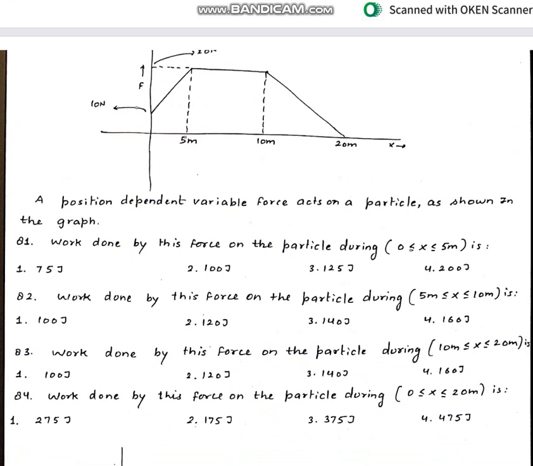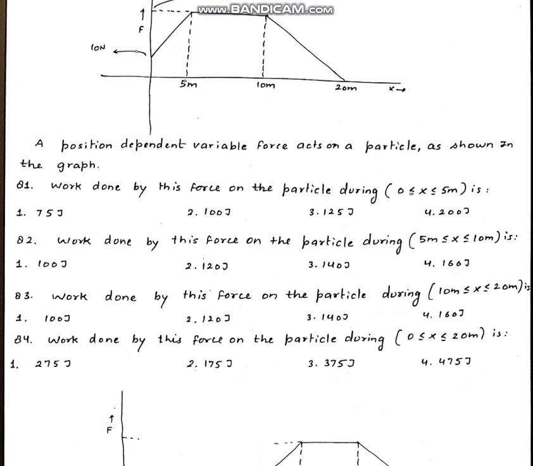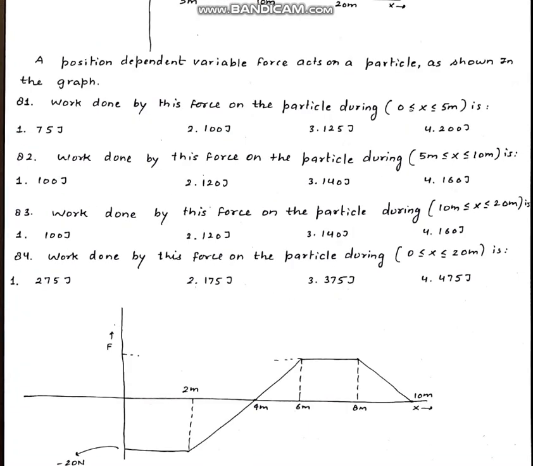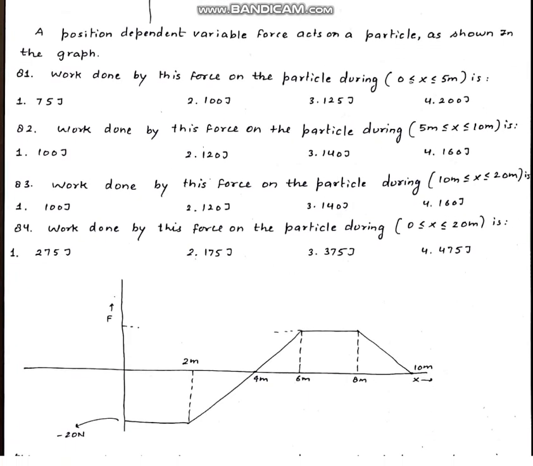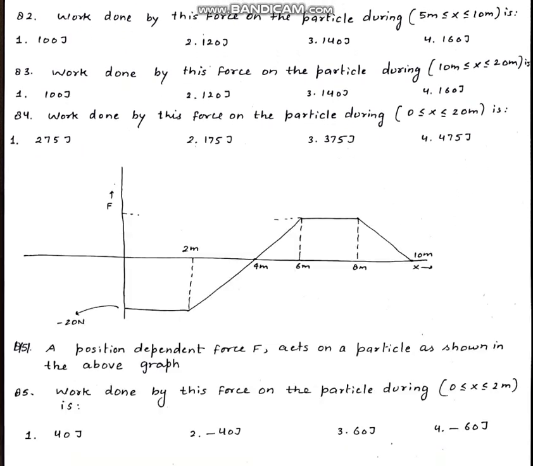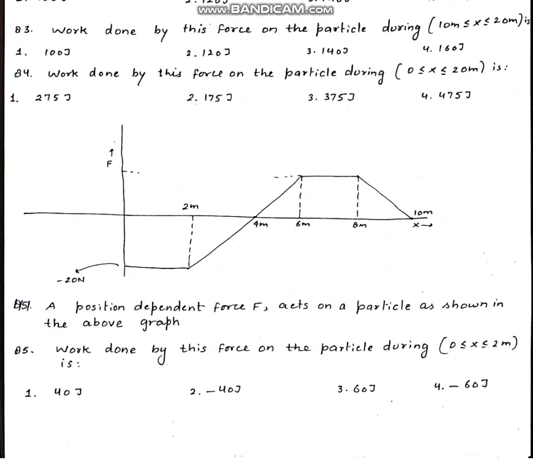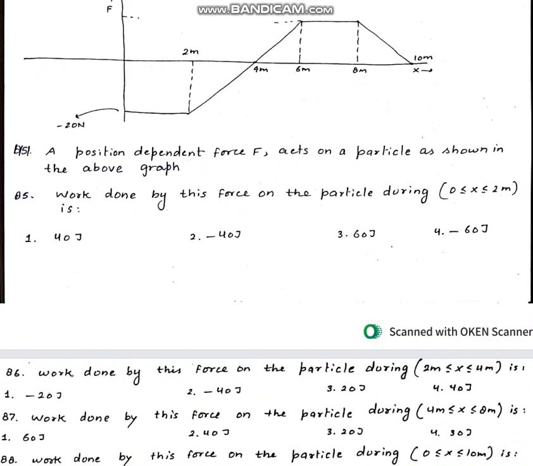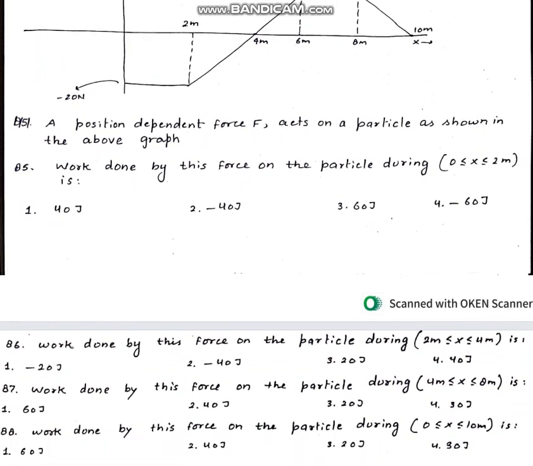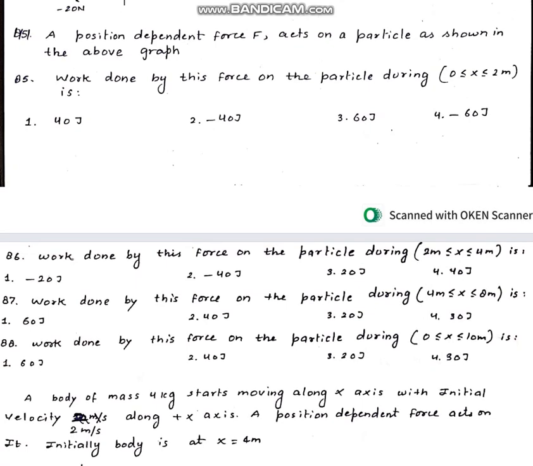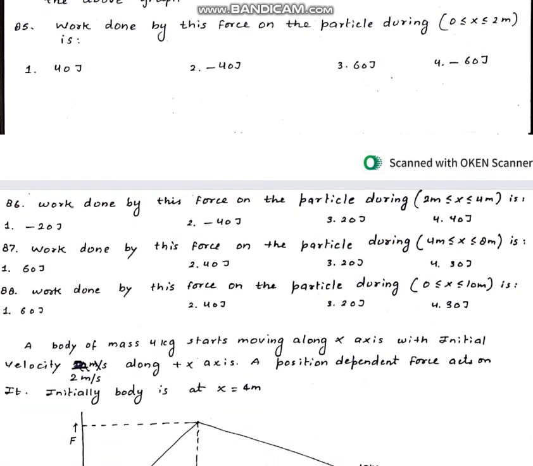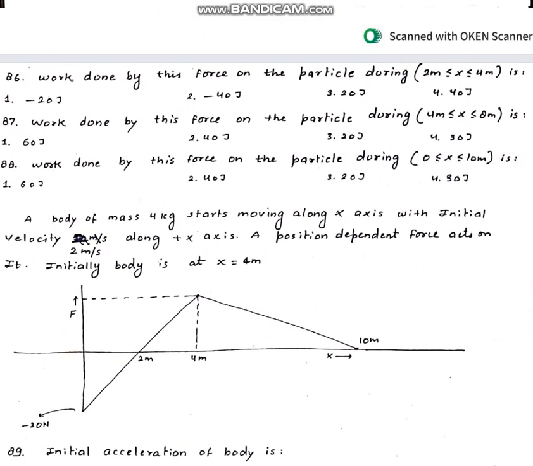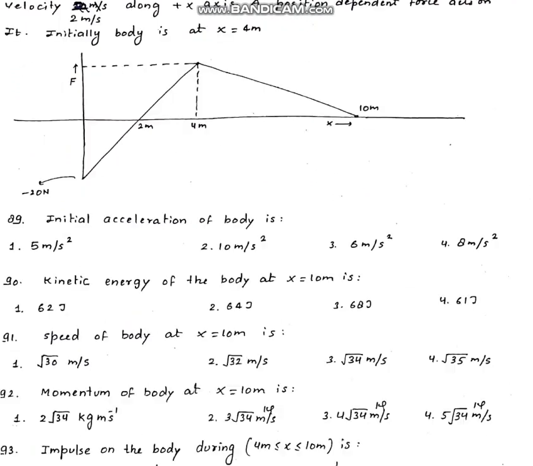We are being given the graph of force versus displacement, and we need to find the work done during different intervals, initially from 0 to 5, then 5 to 10, then 10 to 20, then 0 to 20. And again there is another question based on force and displacement, and we need to find work done during 0 to 2. Then we need to find work done during 2 to 4, then from 4 to 8, then from 0 to 10.